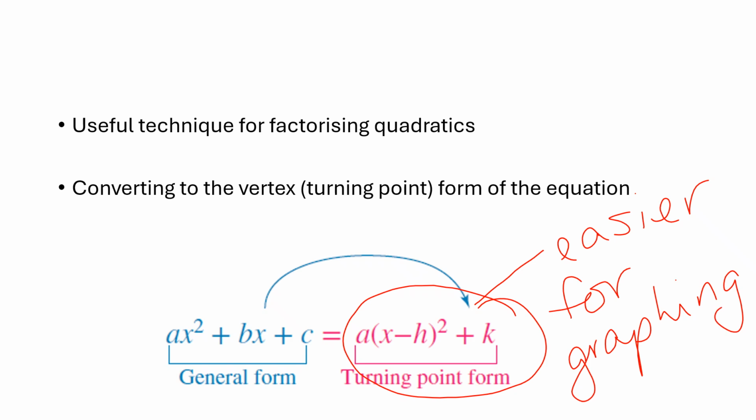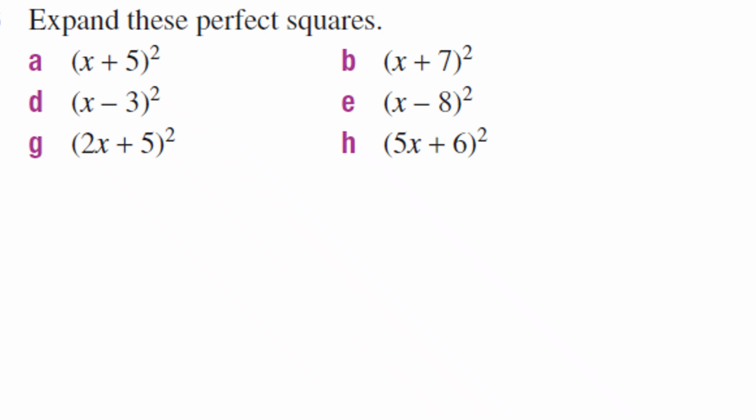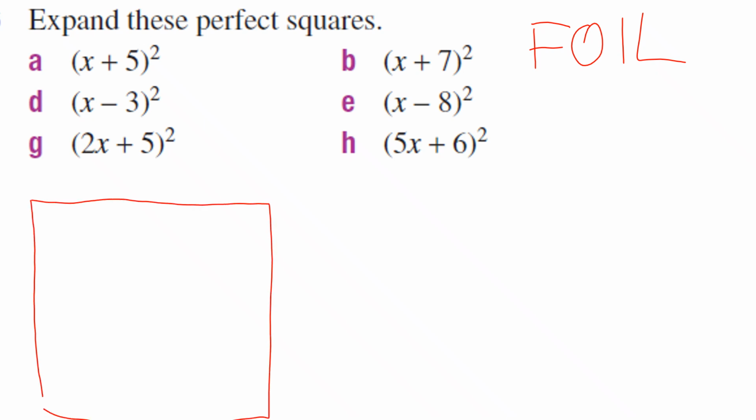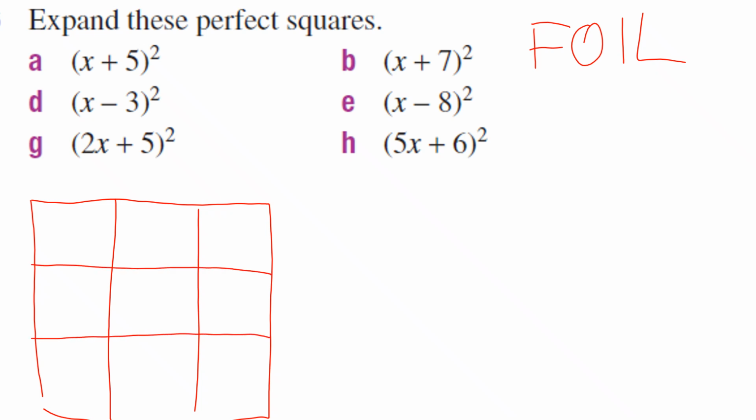Now, the first step you want to do is remind students about how you expand perfect squares. You can either use the FOIL method or you can use a grid, which is similar to what you would have done back when students were first learning long multiplication.